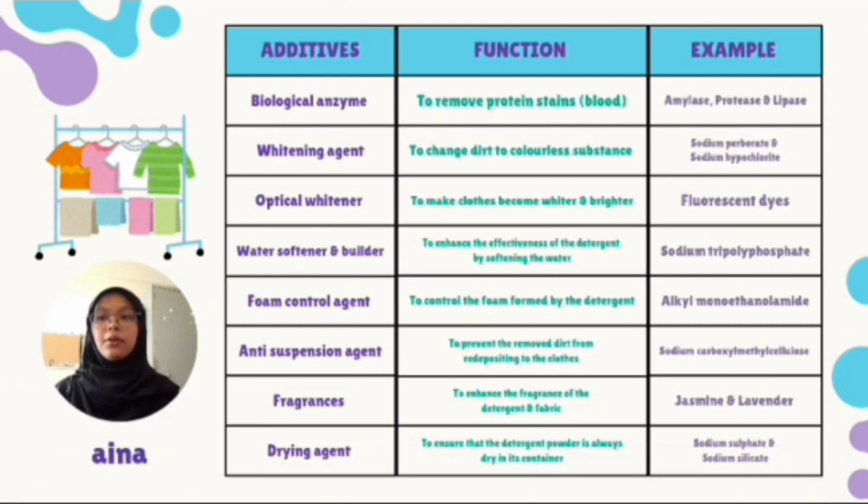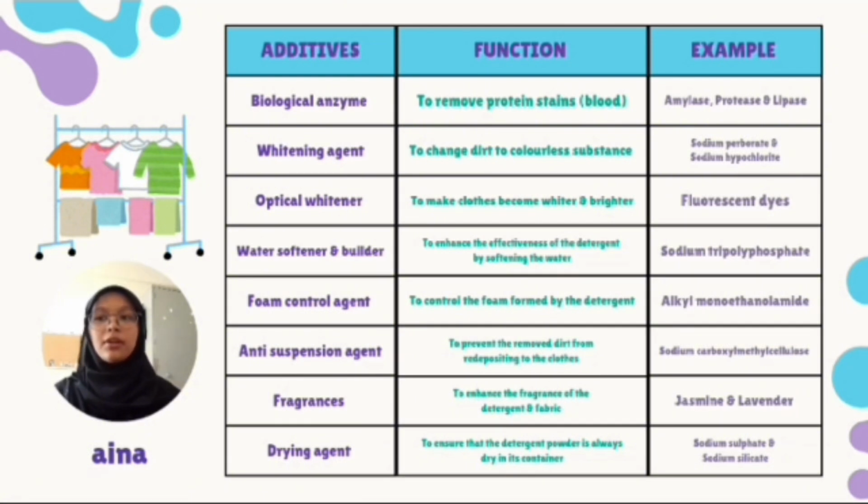Next, we have optical whitener, to make the clothes become whiter and brighter. For example, we have fluorescent dye. Next, we also have water softener and builder. The function is to enhance the effectiveness of the detergent by softening the water. For example, we have sodium tripolyphosphate.